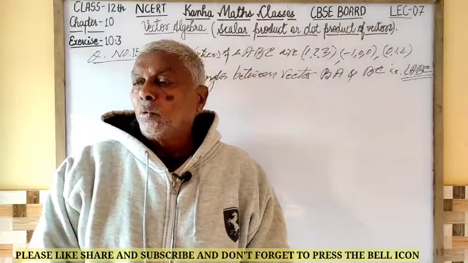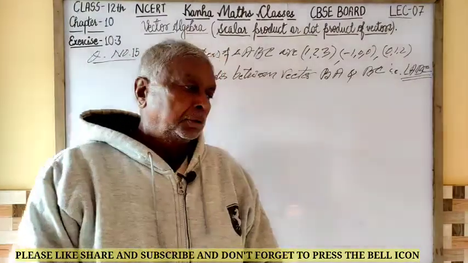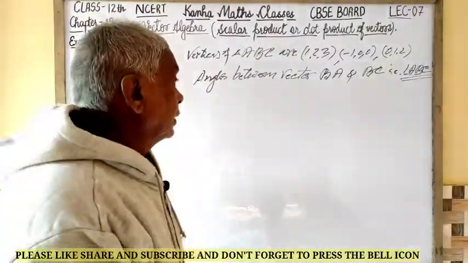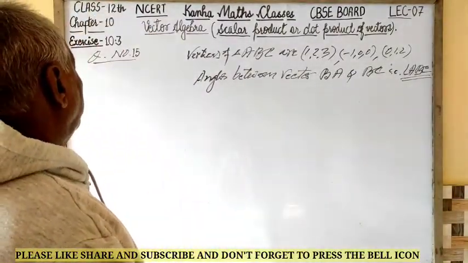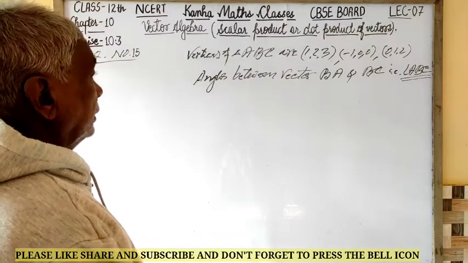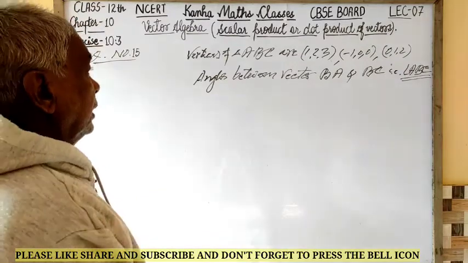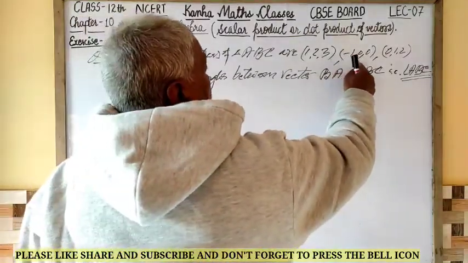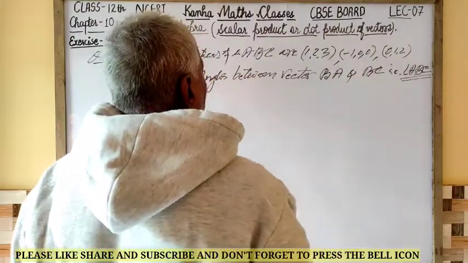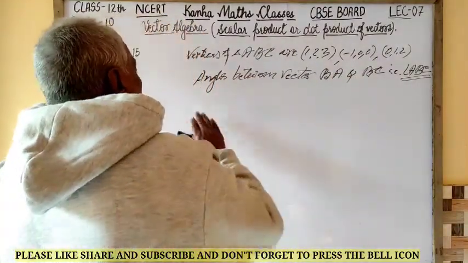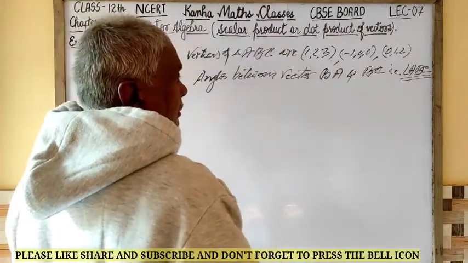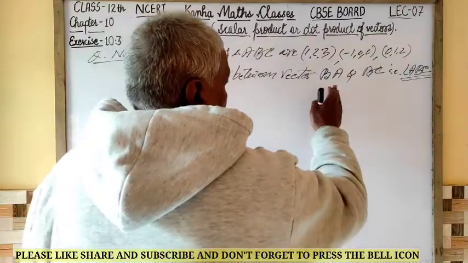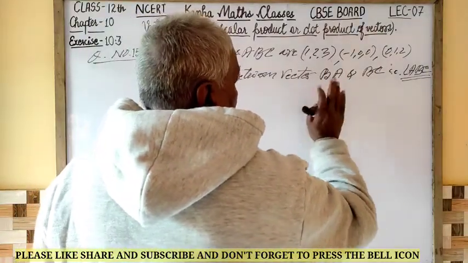Now we will proceed in the continuation of the next video, that is under exercise 10.3, question number 15. It is given that the vertices of triangle ABC are (1, 2, 3), (-1, 0, 0) and (0, 1, 2). Then we will have to find out the angle ABC, that is the angle between the vector BA and vector BC.